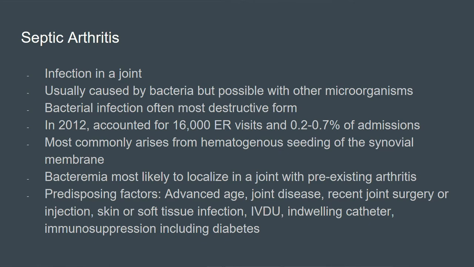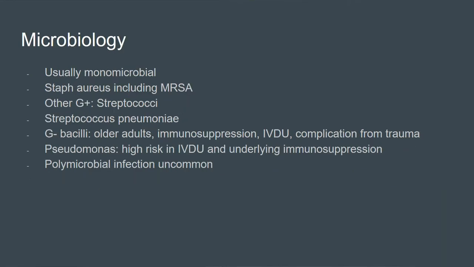Some of the predisposing factors include advanced age, joint disease, recent surgery, IV drug use, and immunosuppression, including diabetes. These are usually monomicrobial. Staph aureus, including MRSA, is the most common. Some other gram-positives, including streptococcus, can be seen. Gram-negative bacilli are usually seen in older adults, immunosuppressed, or IV drug use, especially Pseudomonas in our IV drug use population. Unless it's from a trauma, polymicrobial infections are uncommon.